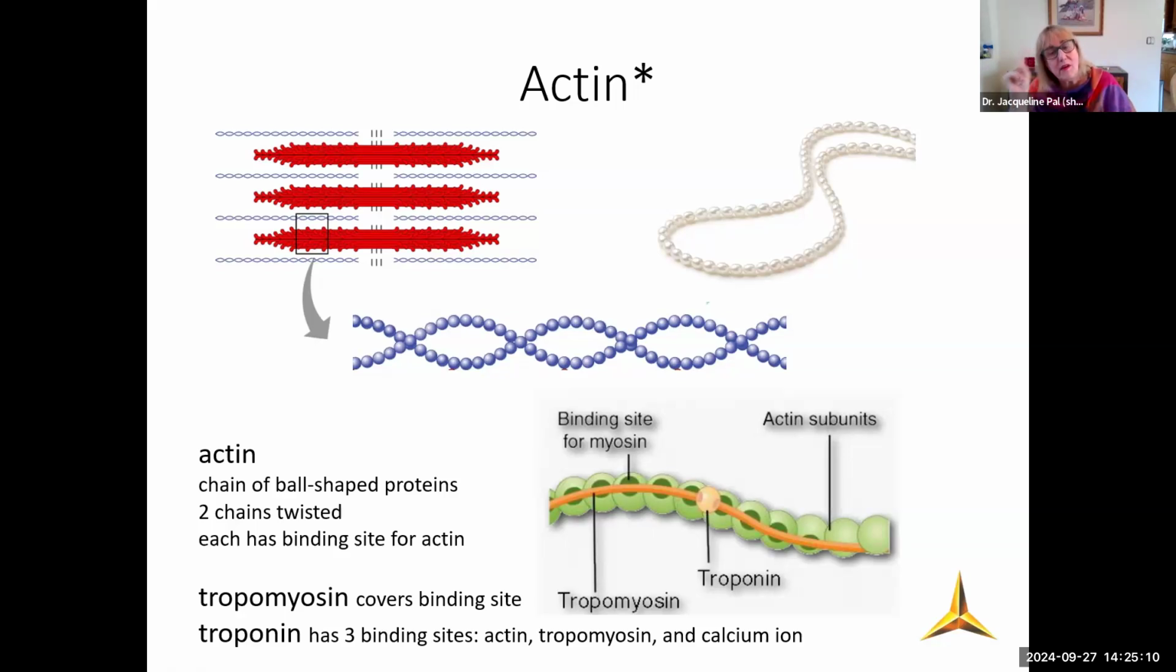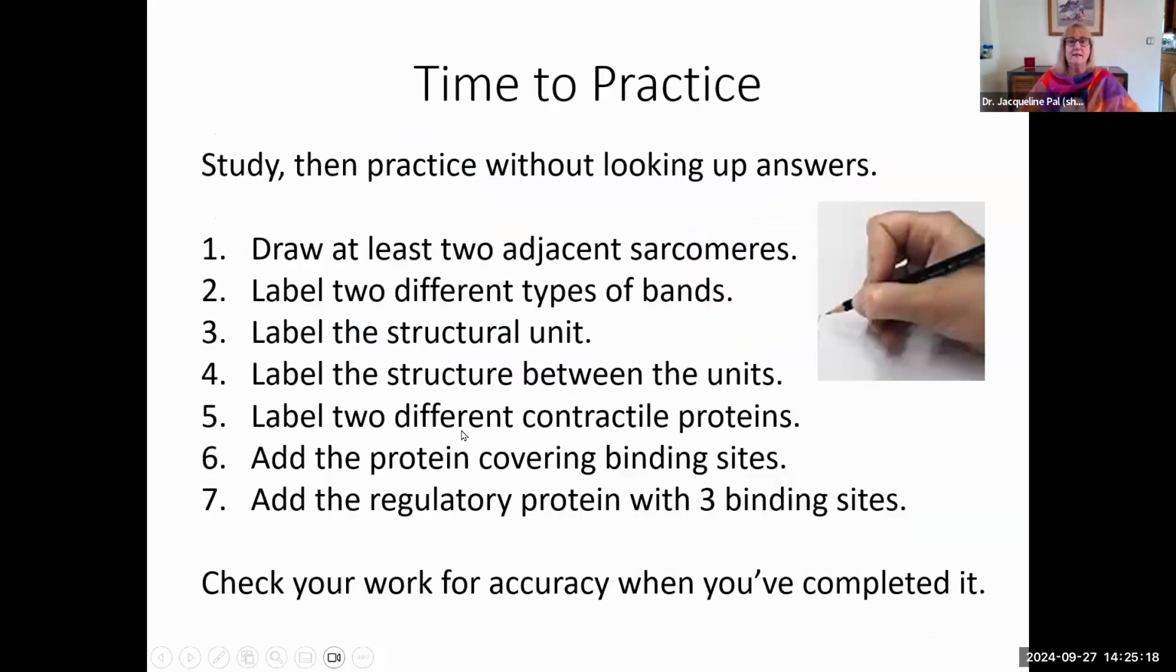And we'll find out what happens to that in our next video, not this one. For now, it's time for you to practice. Study everything we've covered in this video, then come back, look at what I've asked you to do without looking up answers, then go back, check your work for accuracy, watch it a second time if you need to, watch supplemental videos, talk with the tutor, talk with a classmate, come talk with me.